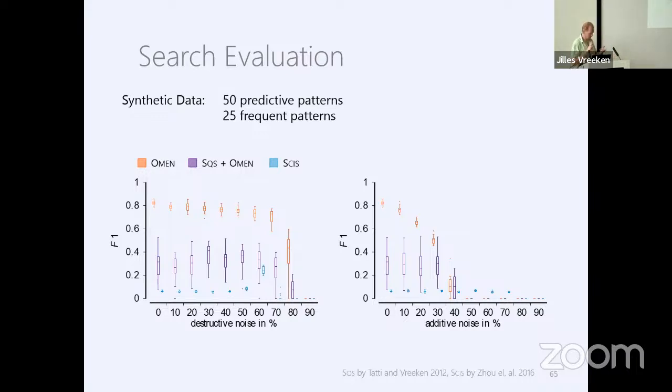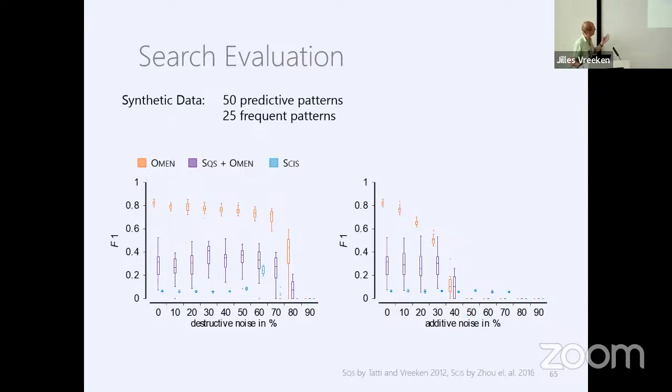SCIS is a sequence classification scheme that's based on patterns. Essentially what we ask it to do, we give it all of the ones in Y, and it's supposed to find patterns leading up to that Y, not bothering with delay distributions and stuff. This is it. As you can see, for destructive noise, Omen does well, the others are a bit meh. For additive noise, the F1 goes down really quickly around here. Let's investigate this in a second.